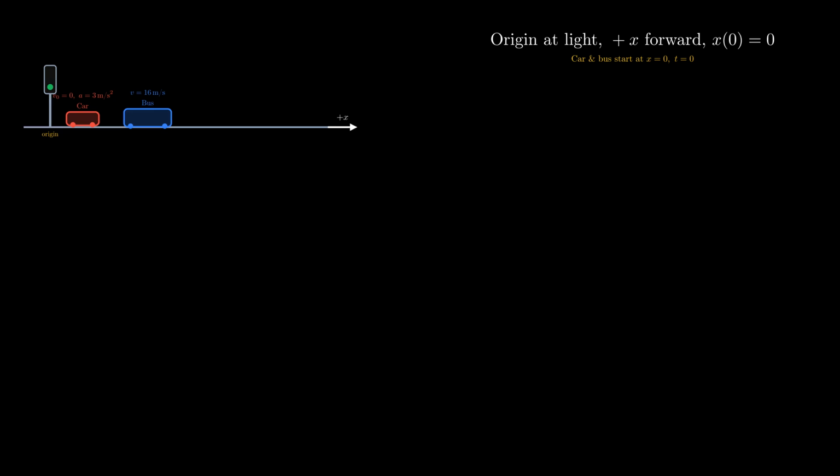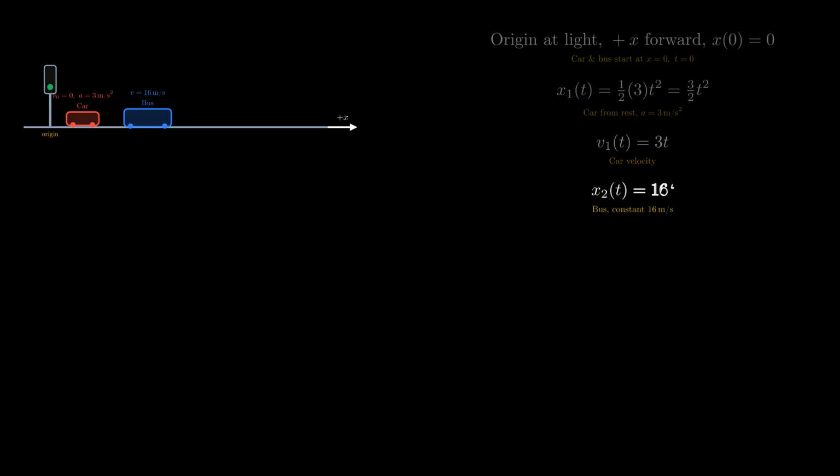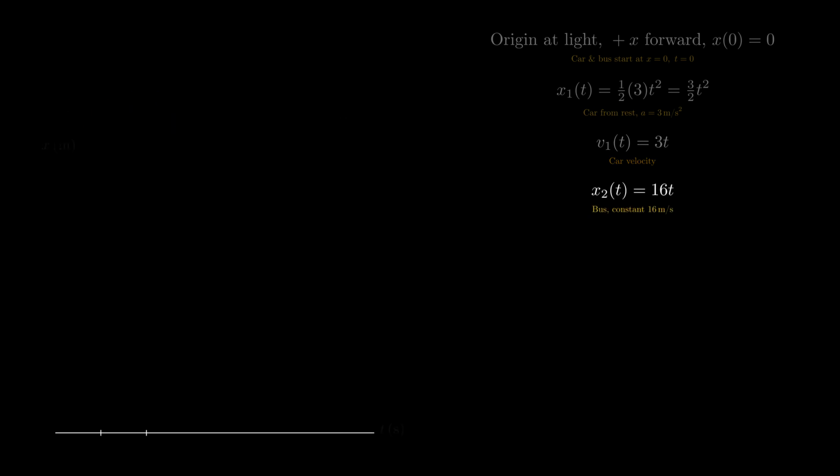The car accelerates from rest. Its position is x1 of t equals 1/2 times 3 times t squared, which simplifies to 3/2 t squared. Its velocity is v1 of t equals 3 times t. The bus has 0 acceleration and constant velocity, so its position is x2 of t equals 16 times t.